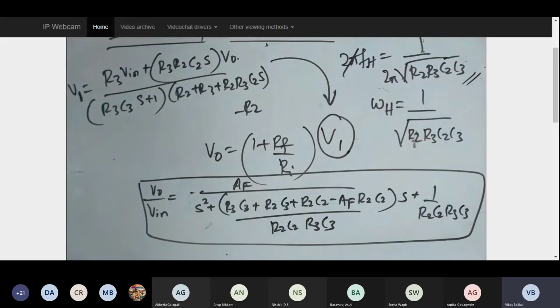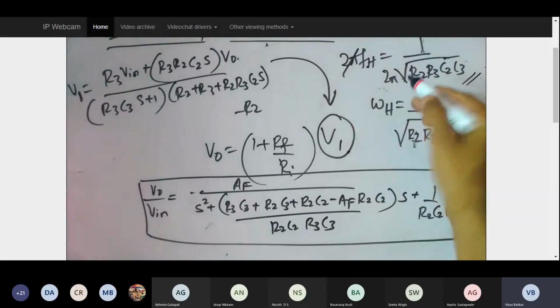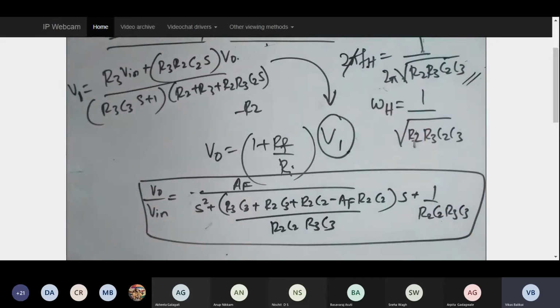So finally, my upper cutoff frequency for my second order low pass Butterworth filter is 1 divided by 2 pi under root of R2 R3 C2 C3.